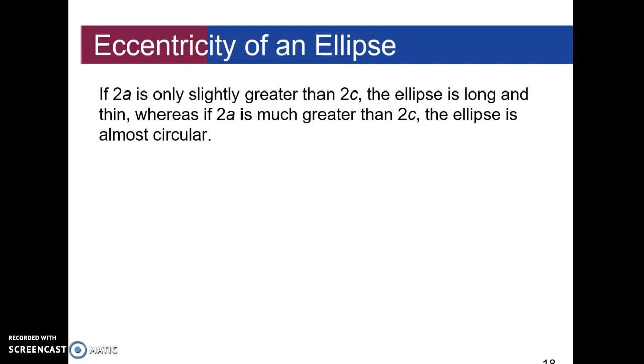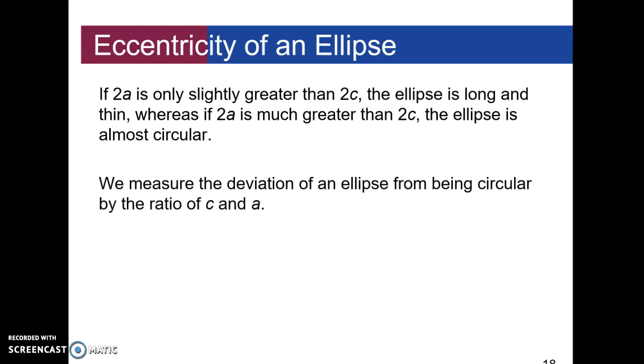See, what happens is as the foci move closer and closer to one another, eventually if they kept moving in that direction, they'd land on top of each other. And that would be the center of your circle. So the closer they are to one another, the greater the difference between 2a and 2c, the more circular your ellipse will be.